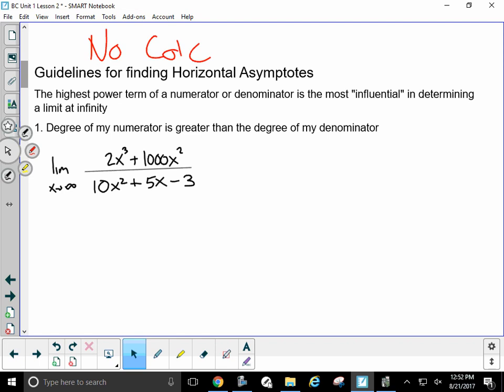Let's look at this example. We have this big fraction, 2x cubed plus 1000x squared over 10x squared plus 5x minus 3. What I will tell you is that if you know that this is a limit as x approaches infinity, and only when you see we're plugging in very, very large numbers, can you take this 1000x squared and just cross it off and say, oh, that's insignificant.